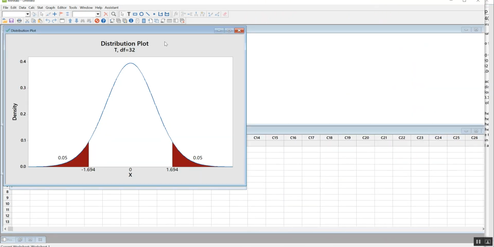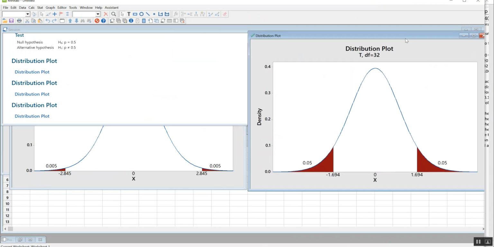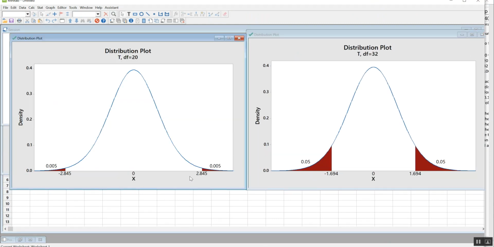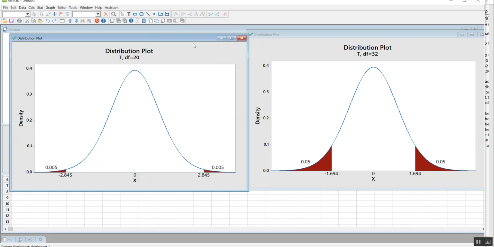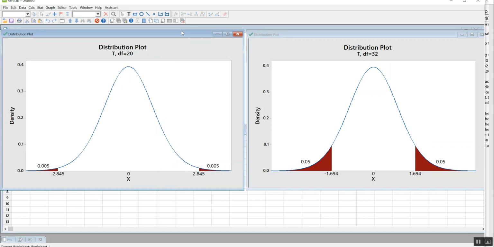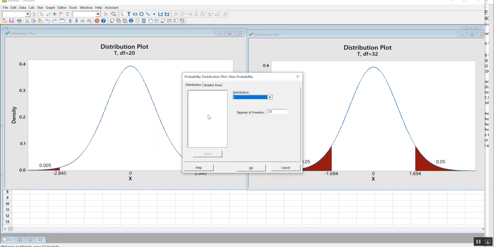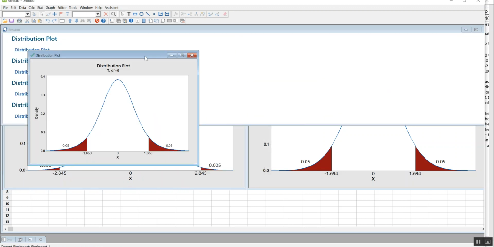No. I want to show you how these look next to each other. Because it's hard to see with 20 versus 32. Let me do one thing really quick. I want to show you something. Let's do one like 8. Because that'll look really different. There we go.